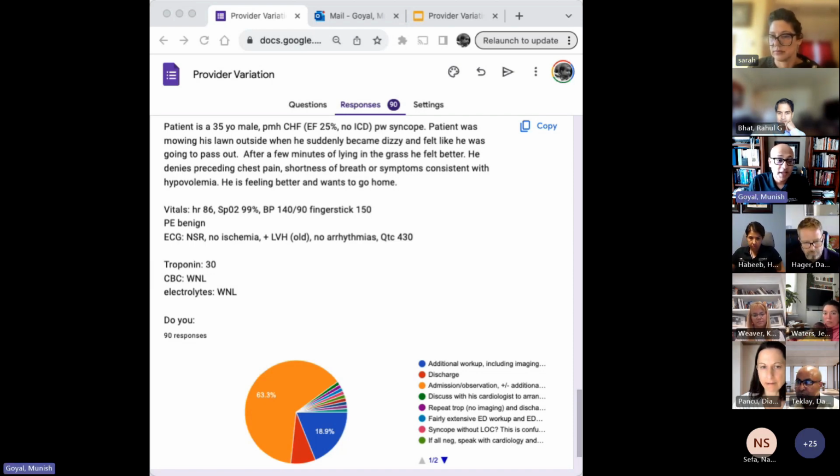Yeah, I can start with that. I was surprised that I think it's somewhere around a quarter of folks were discharging this individual. And I think my primary concern is somebody with an EF that low. I worry about developing VT or VF, and that being the etiology for this person's syncope.